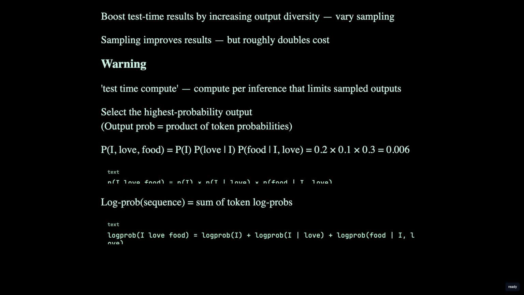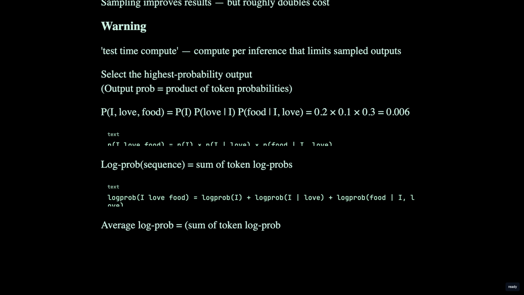The first term is the marginal log probability of I, and the other terms are conditional log probabilities. Note the middle term conditions on love, a future token, whereas the usual forward chain rule would use log P(love | I), then log P(food | I, love).